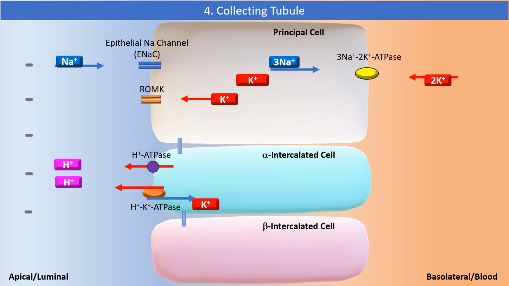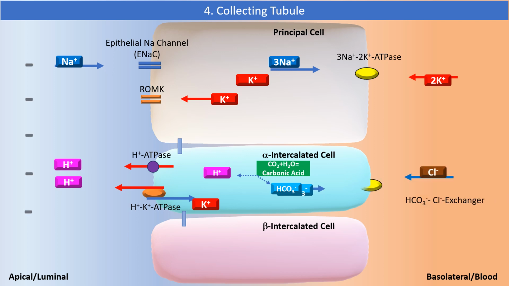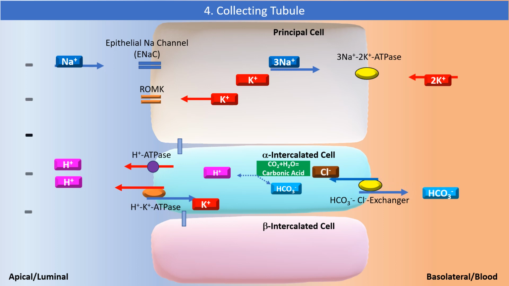Of note, the hydrogen that gets secreted from alpha intercalated cells comes from carbonic acid made out of CO2 and water with the help of the enzyme carbonic anhydrase, similar to what happens in proximal tubules. While hydrogen gets secreted, bicarbonate is reabsorbed via the basolateral bicarbonate-chloride exchanger.